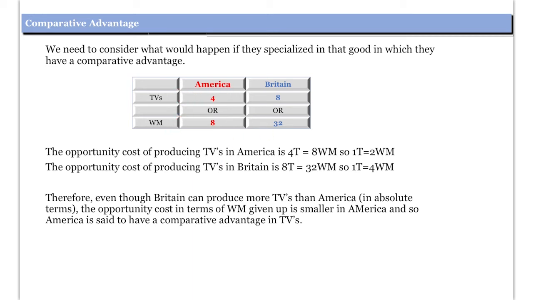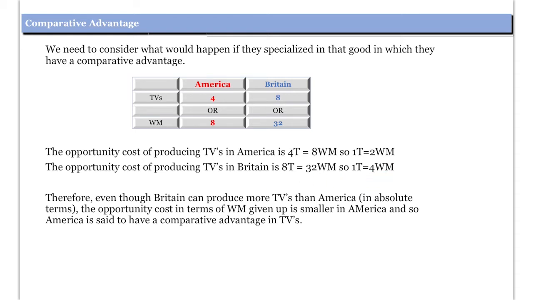So if you look at the figures here, you'll see that in terms of televisions, America could do 4 televisions, or they could do 8 washing machines. So in other words, they can't do both. So that means that 4 TVs is going to cost them 8 washing machines. So 1 TV costs them 2 washing machines. So the opportunity cost of a television is 2 washing machines. In Britain, the opportunity cost of a TV is 4 washing machines.